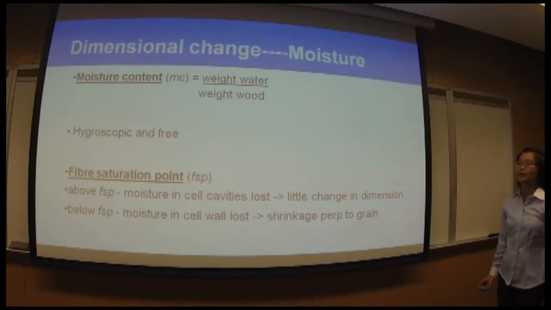Dimensional change. Moisture. Firstly, I will introduce two concepts of moisture. The first one is the moisture content. According to the definition, moisture content is the percentage of the oven dry weight, and the moisture content can be divided into two types. One is hygroscopic, and the other one is free. The hygroscopic moisture is present inside the cell walls, but the free moisture is present outside the cell wall. And you can see the difference between these two types of moisture content.